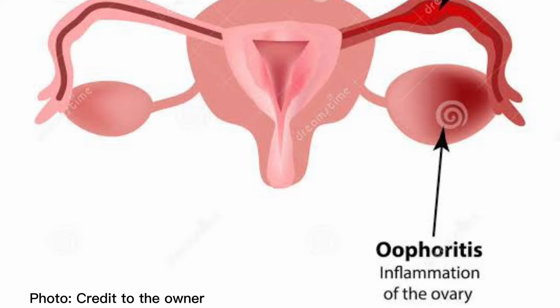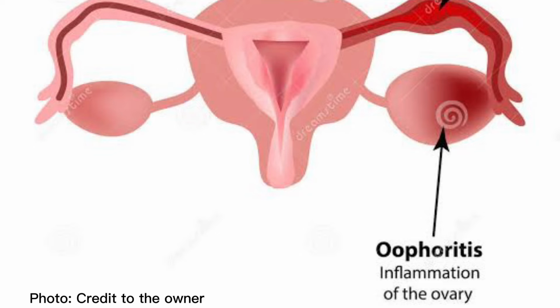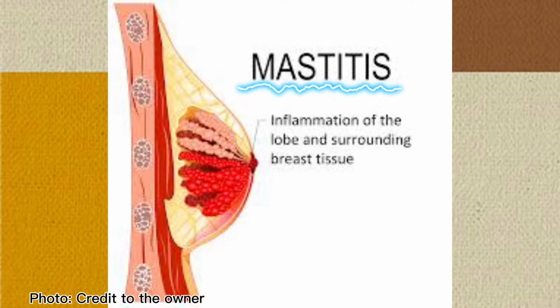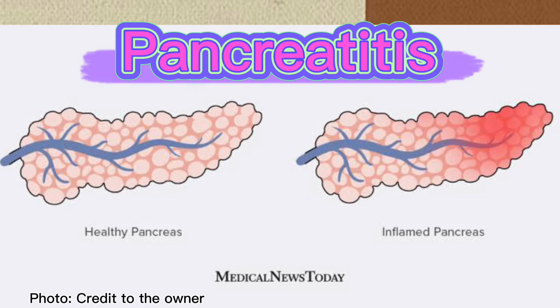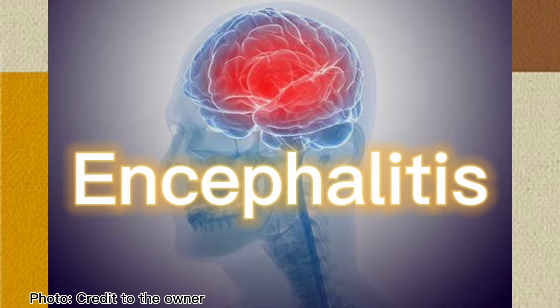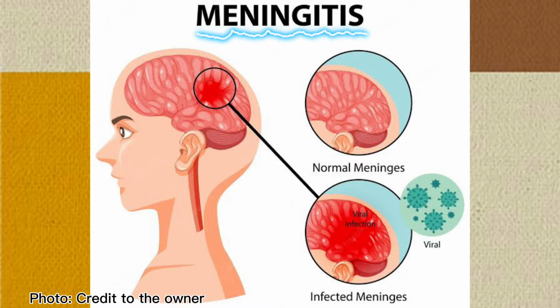Another complication of mumps is oophoritis, which means inflammation of the ovaries. Next is mastitis, or inflammation of the breast tissue. The other complications of mumps include pancreatitis, or inflammation of the pancreas, encephalitis, inflammation of the brain, and meningitis, or inflammation of the tissue covering the brain and spinal cord.